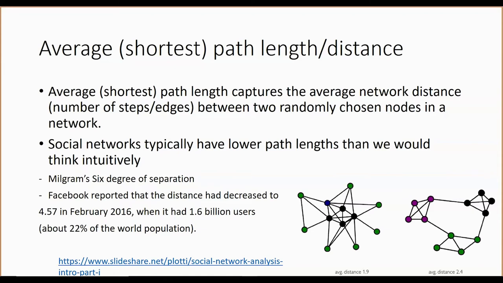And more recent evidence comes from Facebook, in a study based on 1.6 billion users, which account for 22% of the world population, and it shows that the average distance has actually decreased to 4.57 as of 2016. So on average, it only takes 4.57 steps to get from one person to another in the whole world. Which is pretty surprising. But again, that's just a common property of social networks.